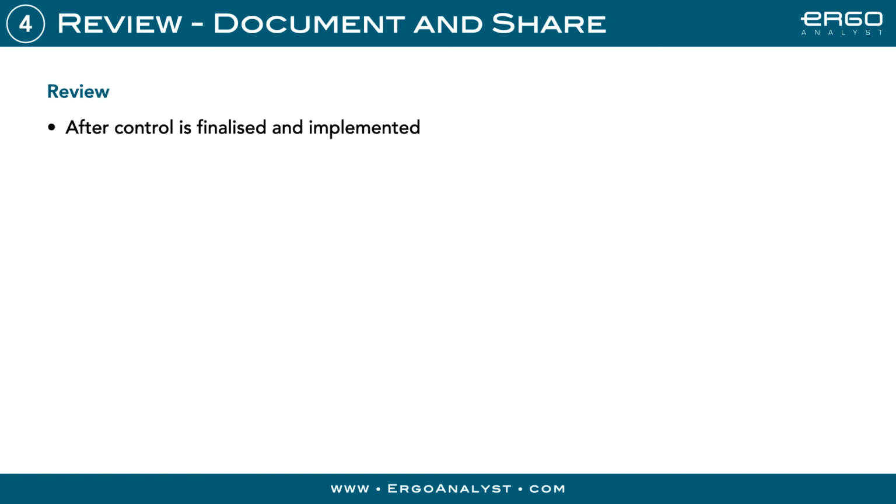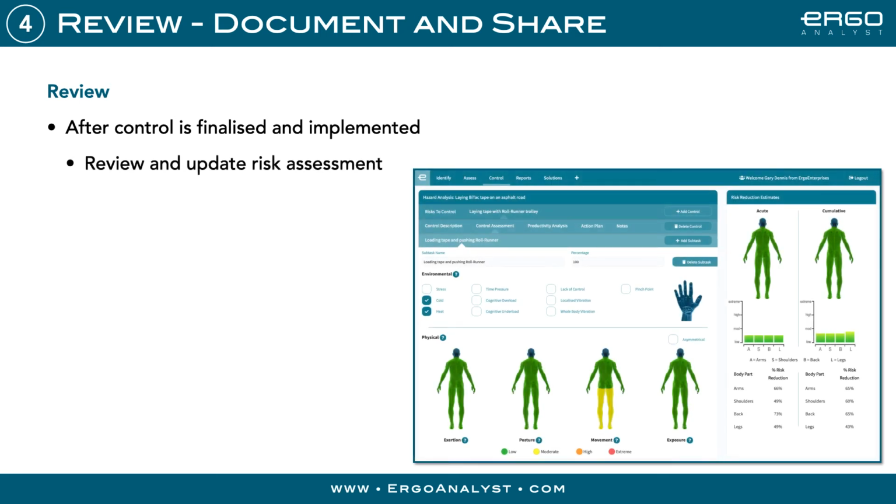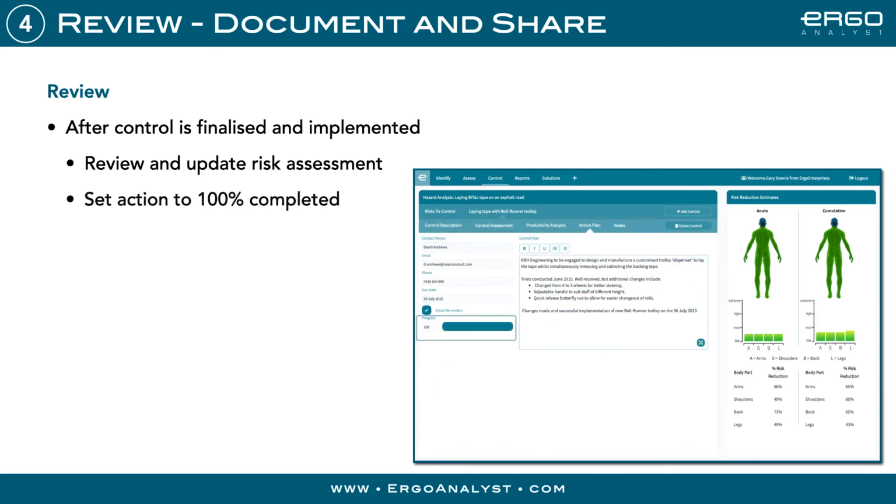Once the control is implemented and is working within the workplace for a period of time, it is then important that you review the control and finalize the documentation. First, review the risk assessment of the control and update it if it's different from what you thought it would be initially. Next, set the action plan to 100% in the action plan area.